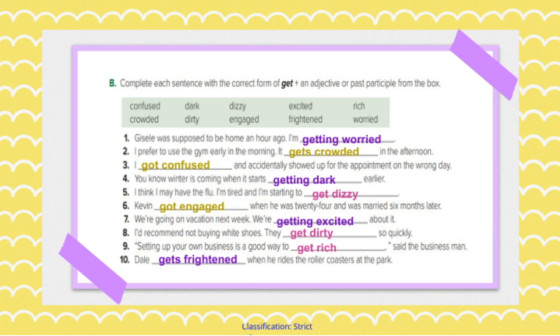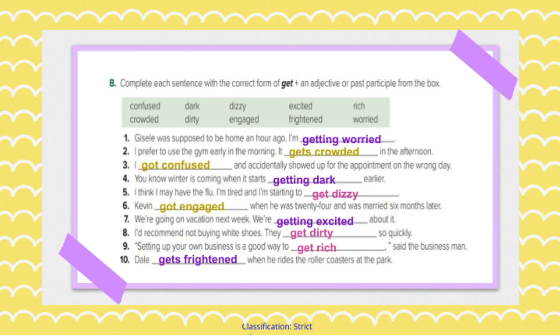Then we have get dirty, which can mean physically becoming dirty or involved in something messy. Moving to more excited states, getting excited describes the process of becoming enthusiastic or eager about something. In personal milestones, got engaged refers to the moment someone agrees to marry, a significant life event. Get dizzy describes a physical feeling of lightheadedness, often caused by movement or health issues.